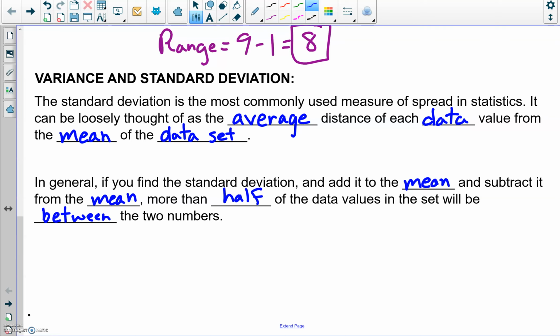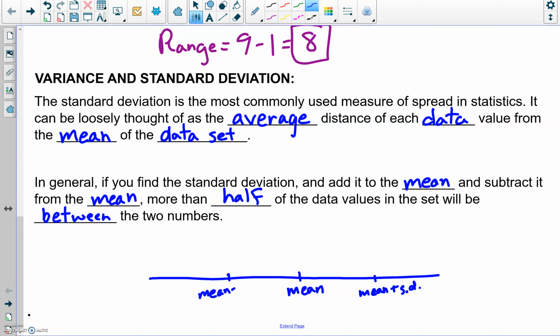more than half of the data values in the set will be between the two numbers that you got. So visually, if you have your little number line here, you got the mean, and then you say, okay, well, I'm going to do mean plus the standard deviation. After you calculate it, you'll get a number over here on the number line. And then if you subtract the standard deviation, you'll get another tick mark to the left, same distance away from the mean as the tick mark on the right. Standard deviation is going to be the same. So half of the data values would be between these two numbers.